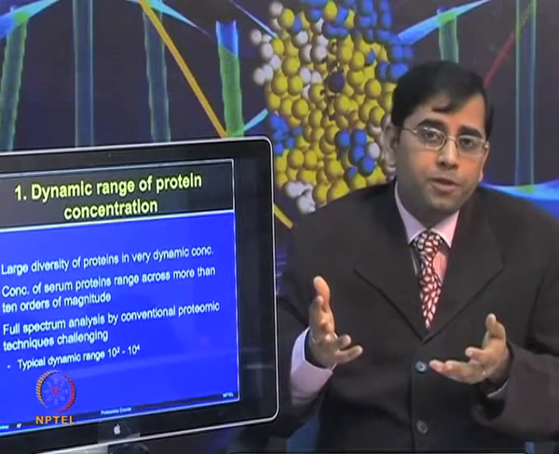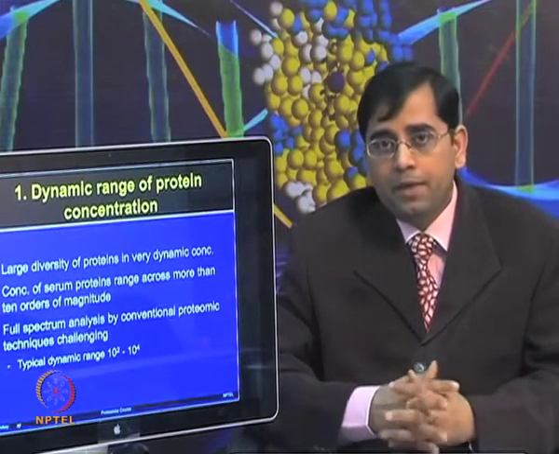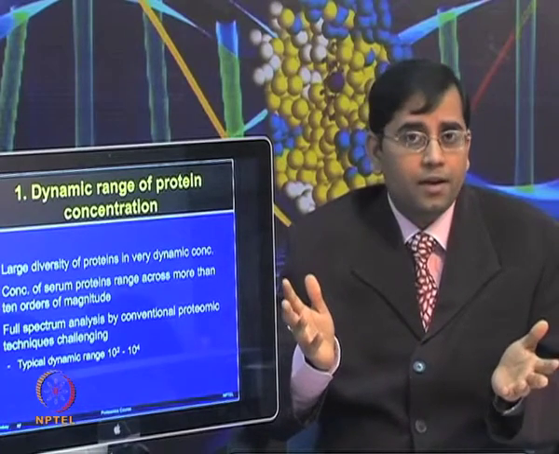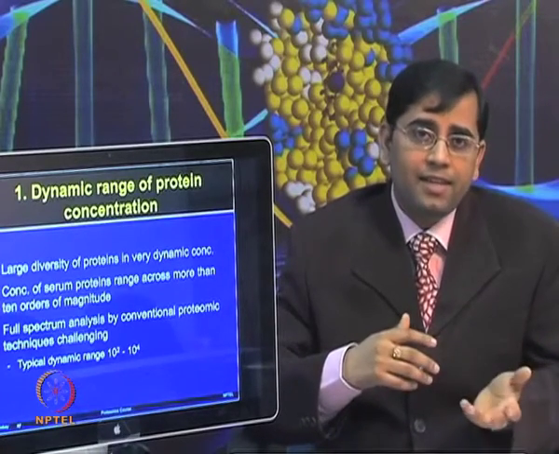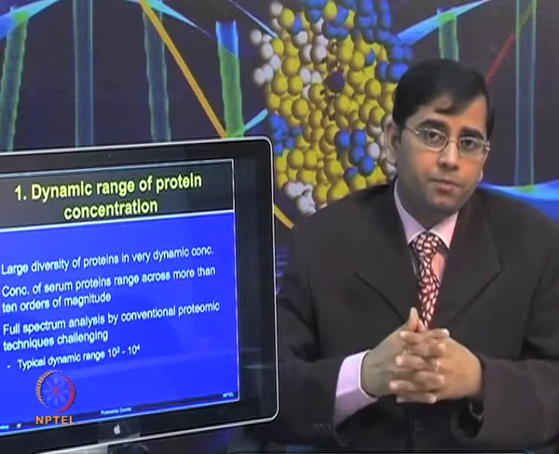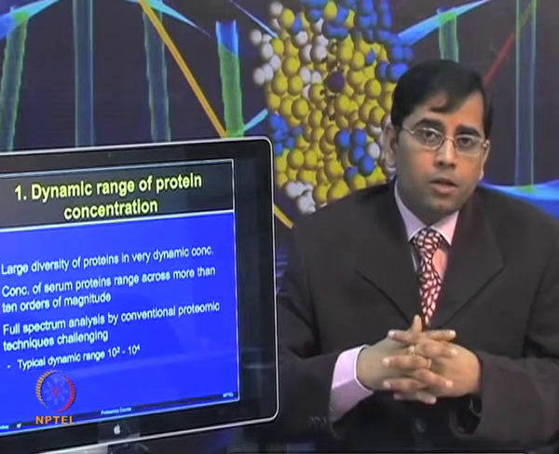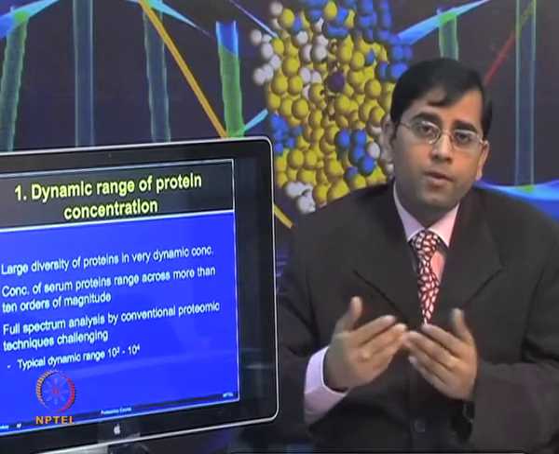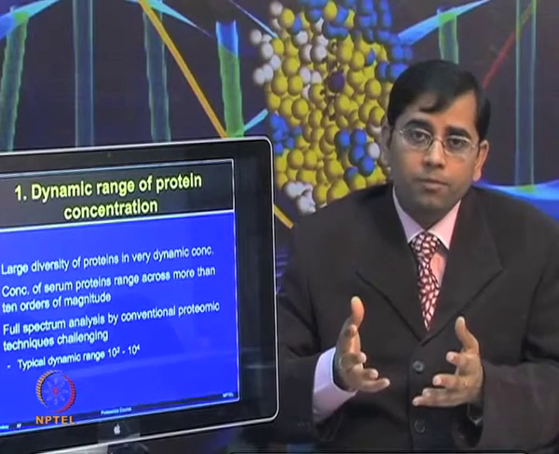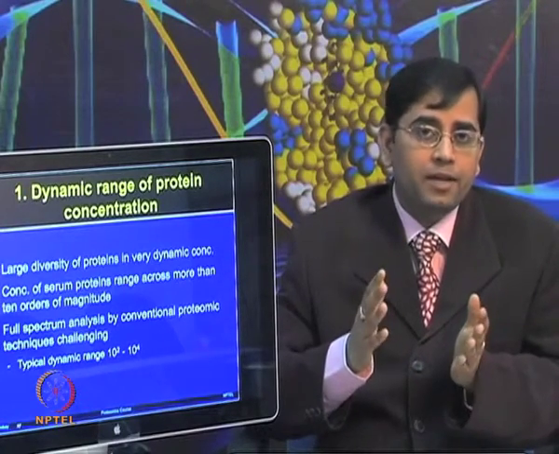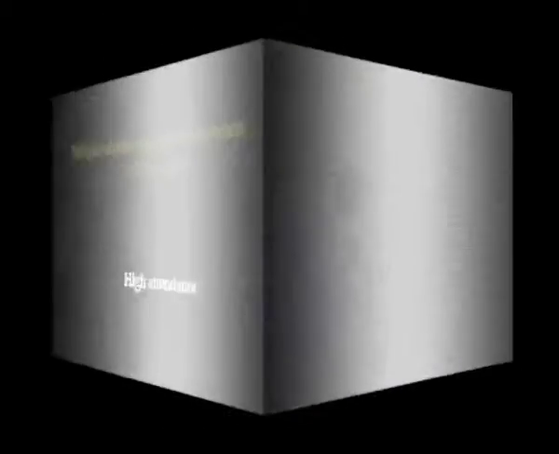So, how to capture all the dynamic events which are happening in the serum if the dynamic range of the proteins is very large and your detection techniques are not able to capture that whole dynamic range? To avoid these issues, people try to remove some of the abundant proteins from the very complex serum proteome, so that overall the dynamic range can be reduced and minimized.